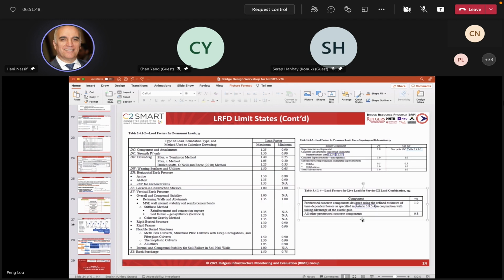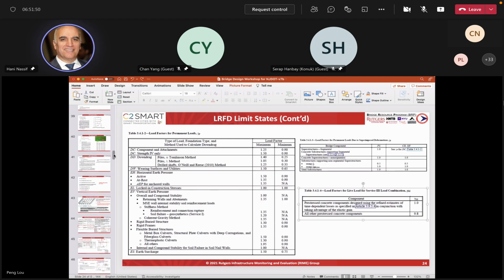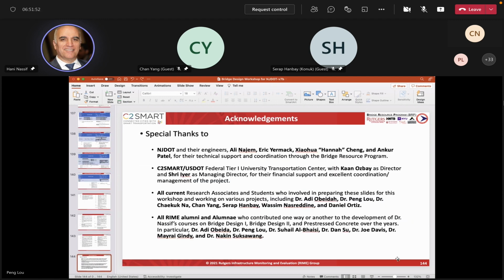Okay, and we don't have any more. I mean, we could have added more stuff. I wanted to do the anchorage zones, but I thought the time was too limited.